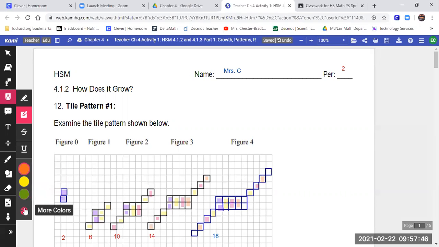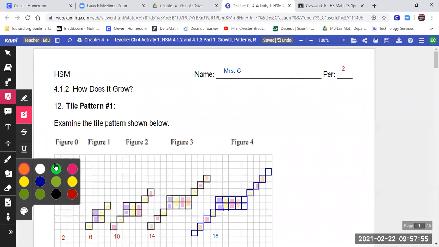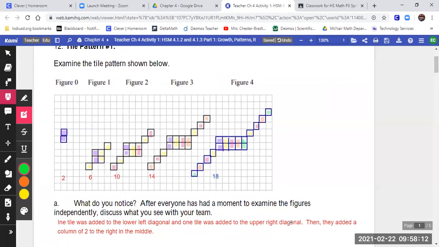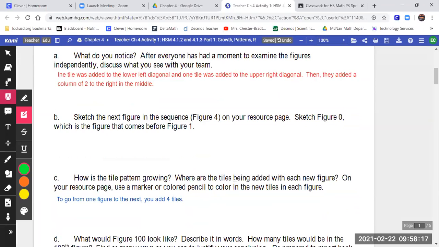And then we need one more color, so I've got to pick another color. Do I use a green yet? I don't think so. I'm going to pick green for figure 4. So just let you see the progression. Okay. And we finished the how is it growing, where the tiles are added.